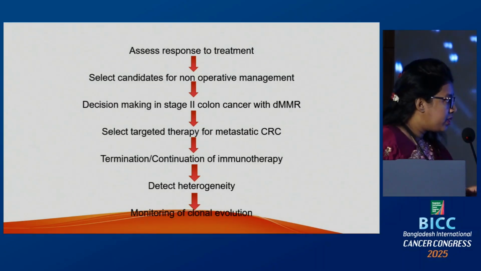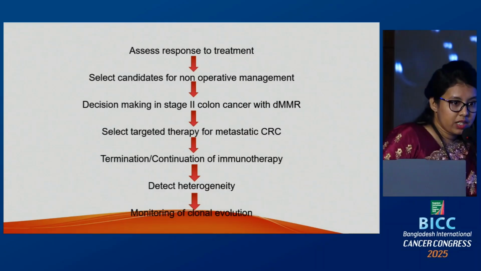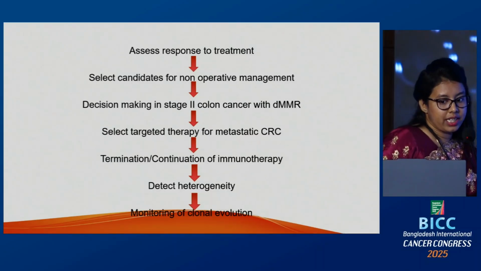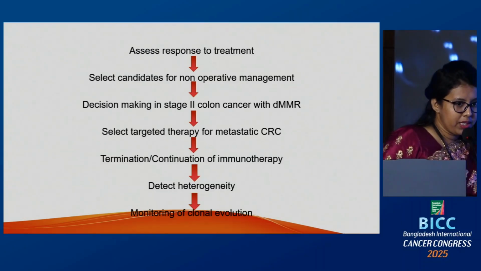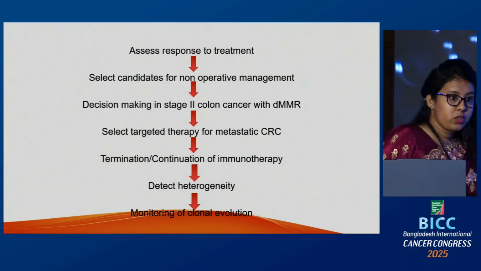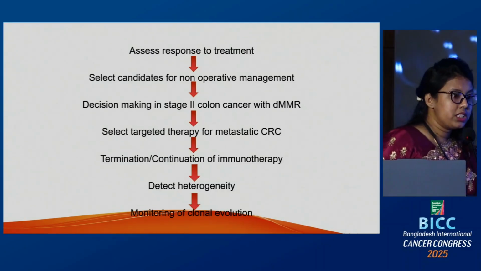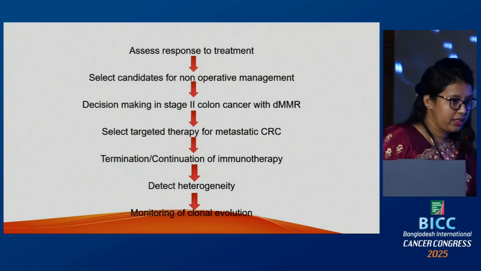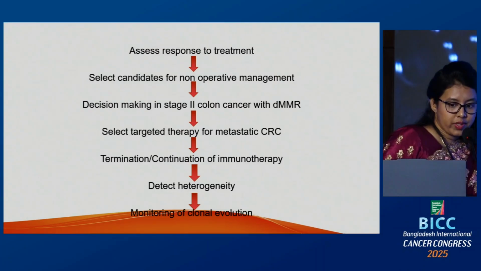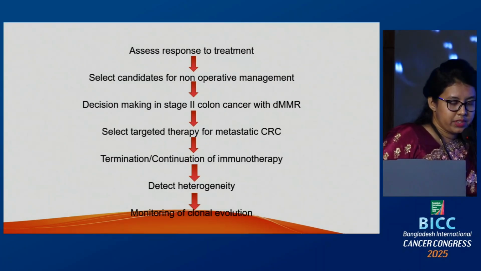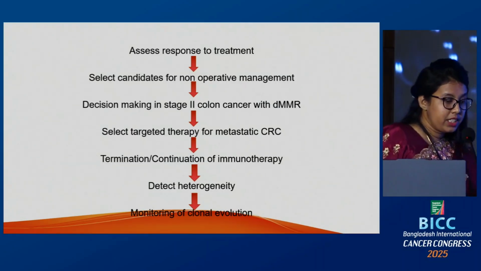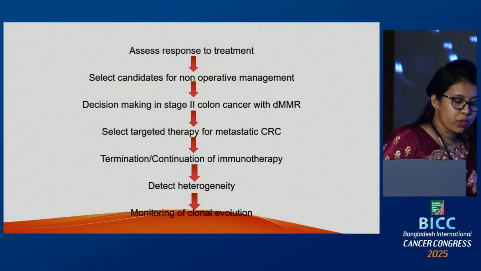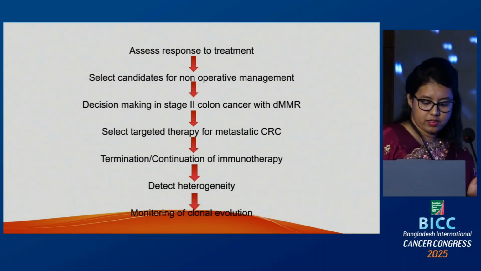It also helps in selection of targeted therapy in case of metastatic colorectal cancer. And in a patient who received immunotherapy, there is a question of when to stop the immunotherapy or whether this patient should continue immunotherapy. In this regard, ctDNA also helps. And finally, ctDNA helps in detection of intra- or inter-tumoral heterogeneity and monitoring of clonal evolution.